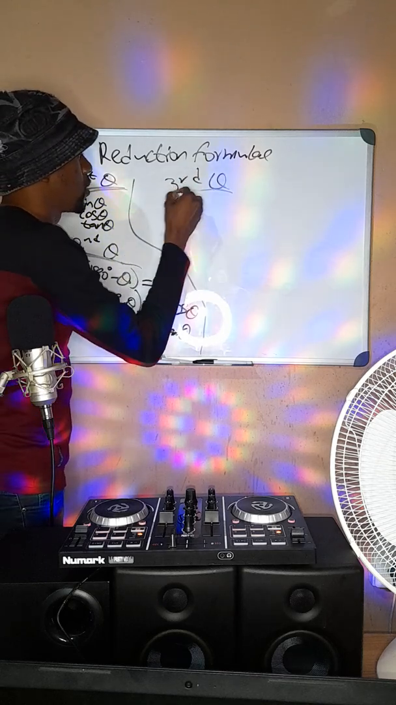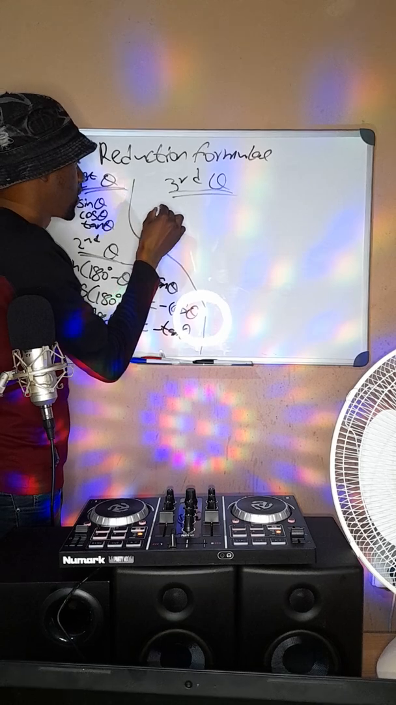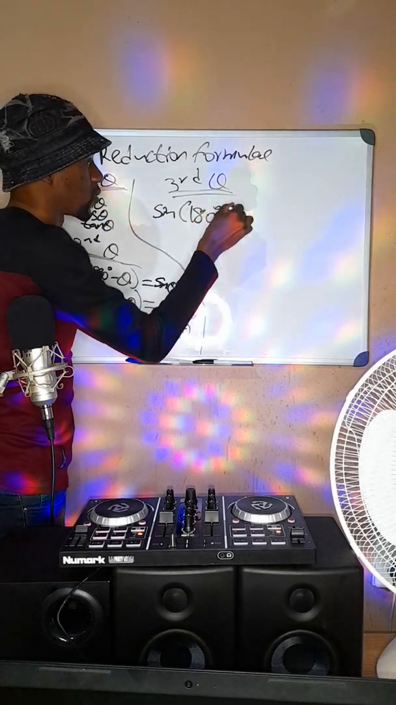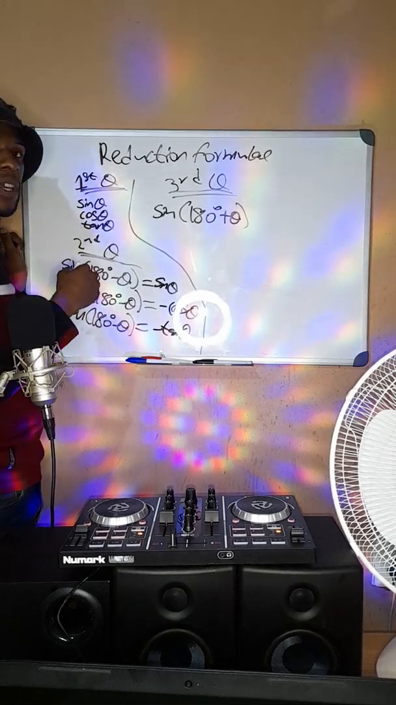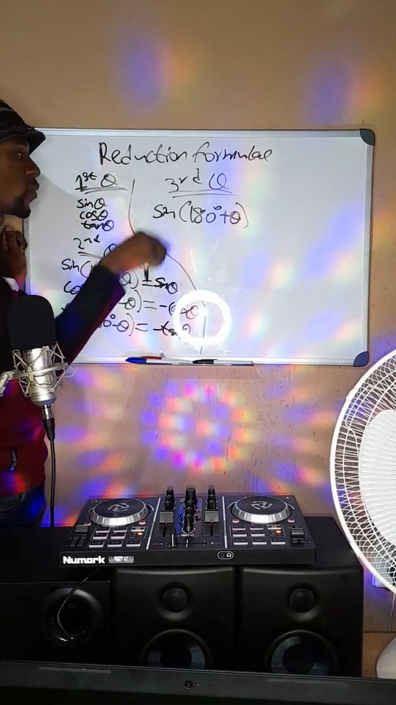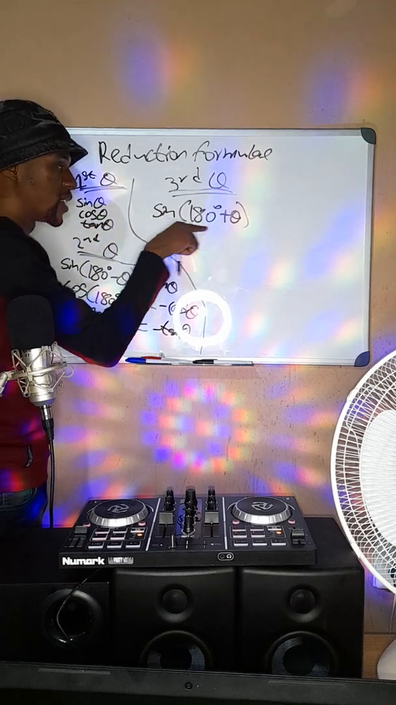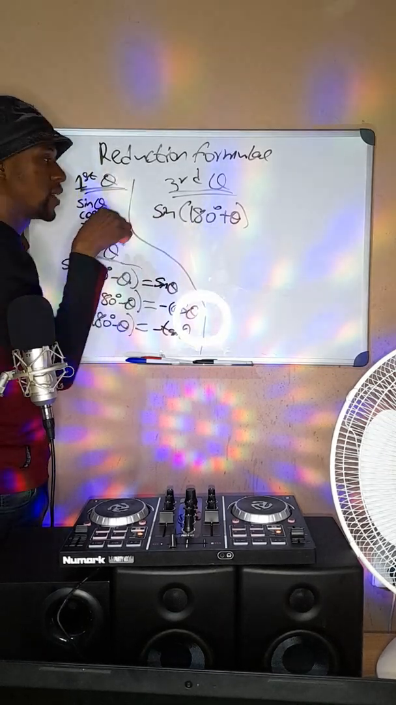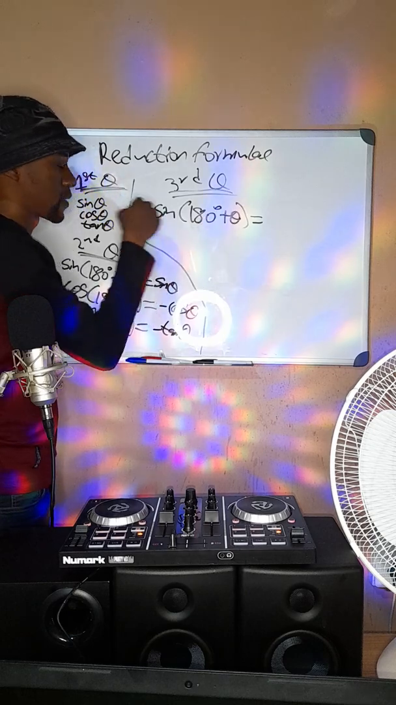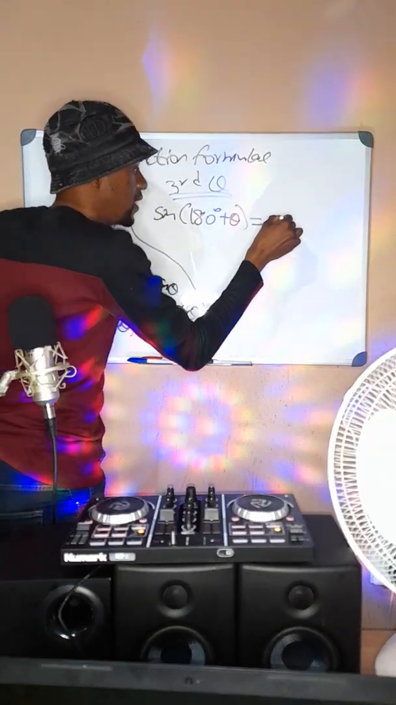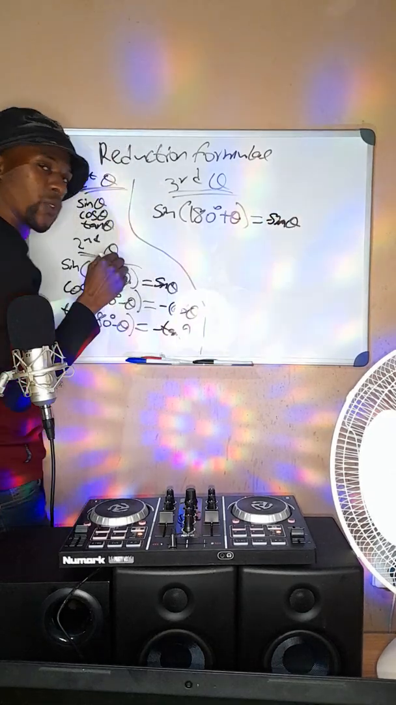Okay, let's go to the third quadrant. In the third quadrant, we are having the sine of 180 degrees plus theta there. Then we still ask ourselves, 180 degrees plus theta, which quadrant is that one? We remember it is the third quadrant. Then in the third quadrant, is sine positive or negative? We remember very well that it gives us the negative. Okay, that's how we reduce it.